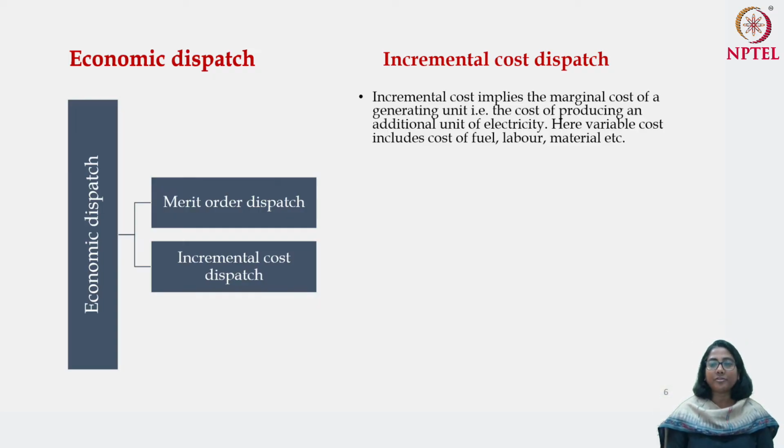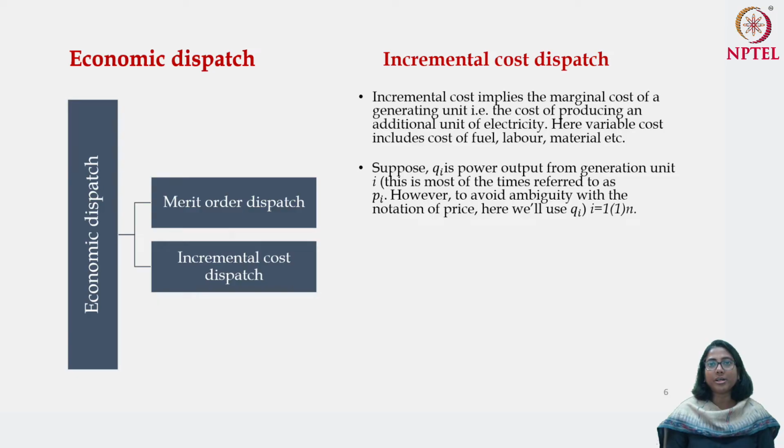So what can be different variable costs? In the previous case, in case of merit order dispatch, we only considered the cost of fuel. But in this case, along with the cost of fuel, we will also consider the cost of other variable inputs. For example, labor, raw materials, several services, and so on.